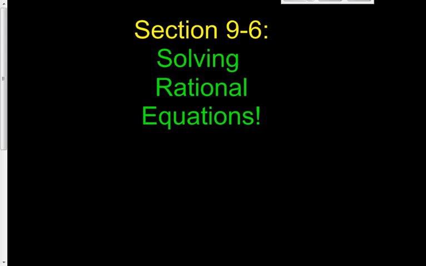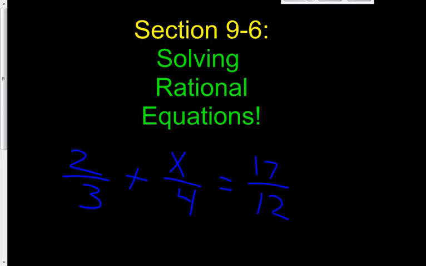So you've already done something similar to this back in middle school. You might have seen something like this. 2/3, just an example, plus x over 4, that equals 17/12. And when you had to solve for x in this case, x is in the numerator, so that's why it's different from today's notes.